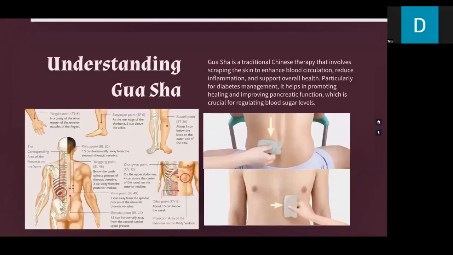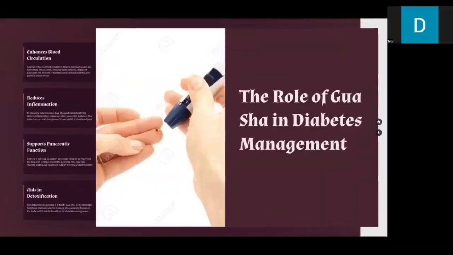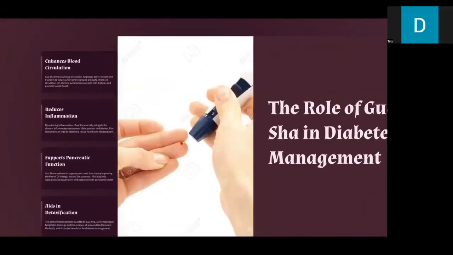Understanding gua sha. Gua sha is a traditional Chinese therapy that involves scraping the skin to enhance blood circulation, reduce inflammation, and support overall health. Particularly for diabetes management, it helps in promoting healing and improving pancreatic function, which is crucial for regulating blood sugar levels. The role of gua sha in diabetes management.